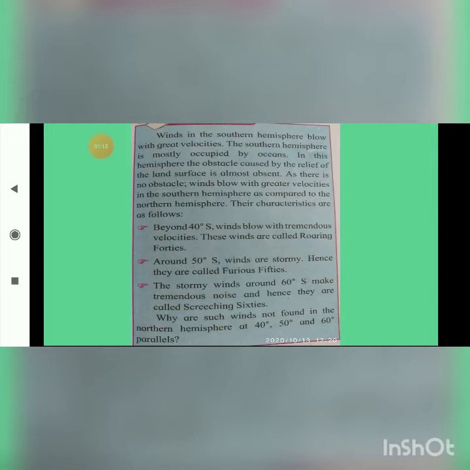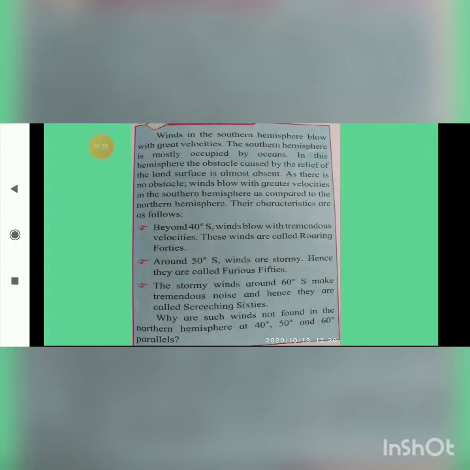So in this hemisphere, what is there? The obstacle caused by the relief of the land surface is mostly absent. As there is no obstacle, winds blow with greater velocities in the southern hemisphere as compared to the northern hemisphere. Their characteristics are as follows. So now we will be learning about their characteristics.